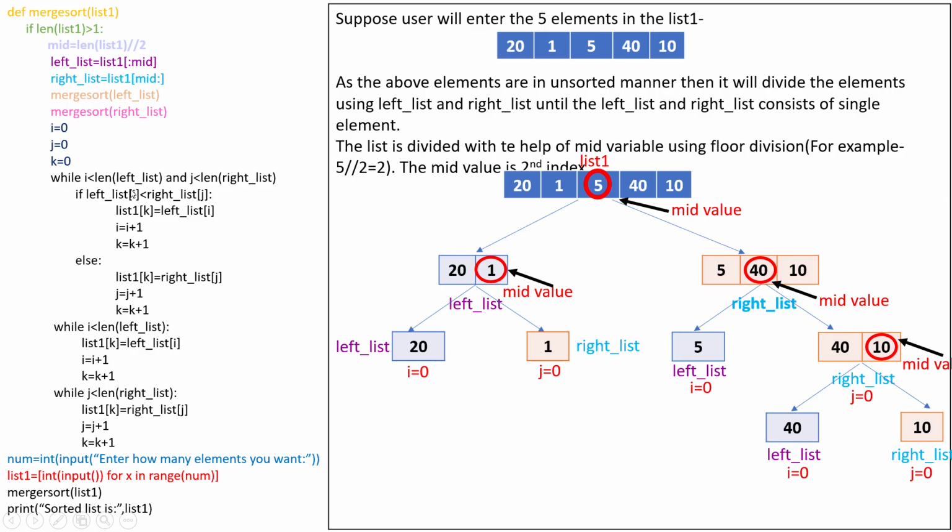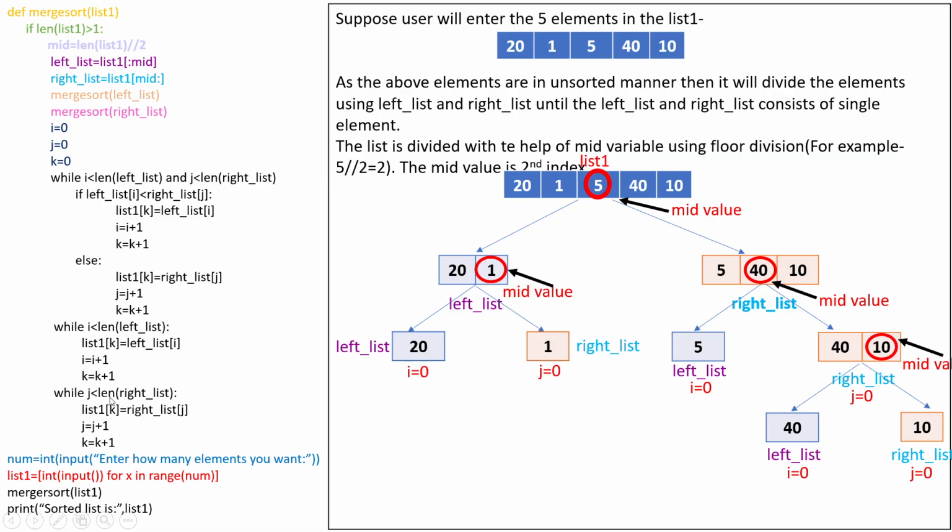Again it will go to the while loop. i is incremented to 1. Is 1 less than the length of the left list? The left list has length 1, right? Is it true? No. 1 less than 1, false. Now what will happen? It will terminate out of this loop and go to the next while loop: while i is less than length of left list. i is already incremented in the if part. 1 less than length of left list, false. So it will terminate again and go to the next while loop.